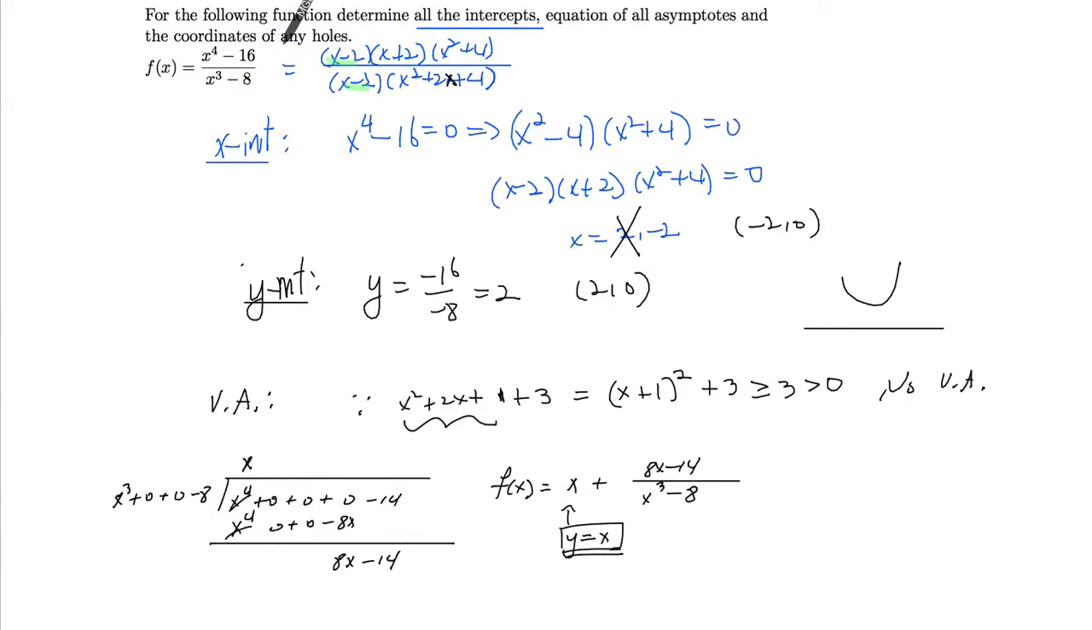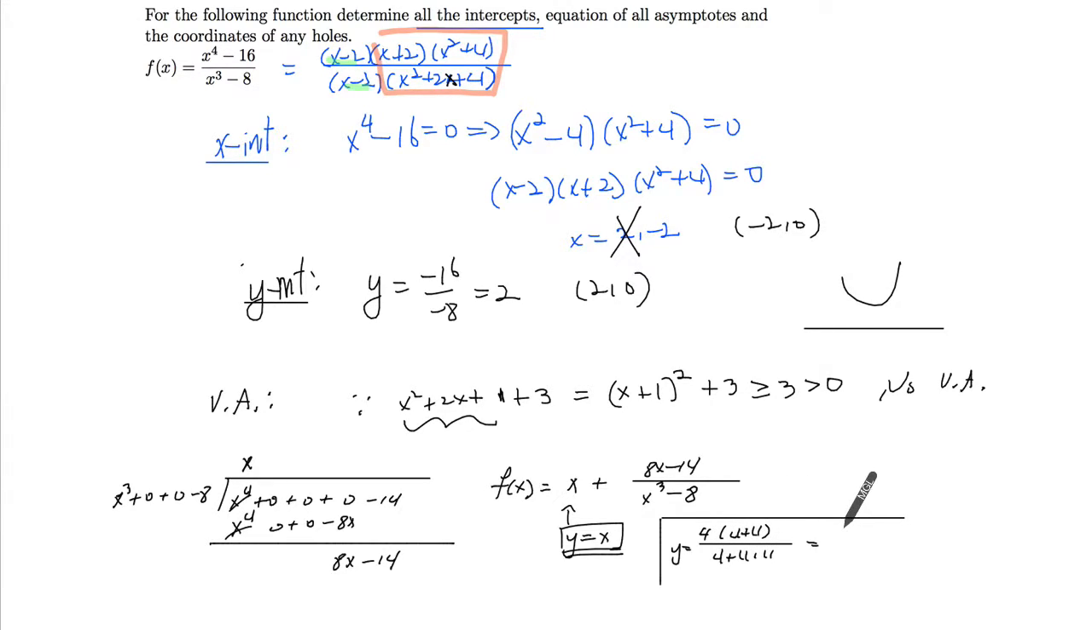So the only thing that we have to find is the hole, and we already identified that the hole occurs at 2. So to find the coordinates of the hole, we actually have to plug it in to this expression, where after we canceled out the x minus 2. If you plug in 2 into this original expression, we're going to get 0 over 0. Okay, so let's plug in 2 and you get 4, 4 plus 4. We're just plugging in this orange part. And 4 plus 4 plus 4.